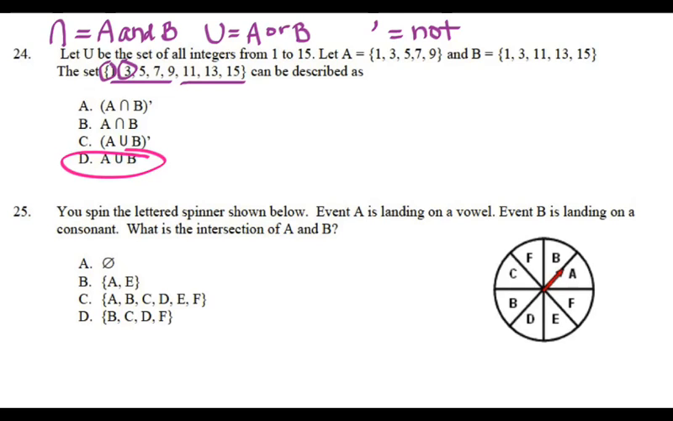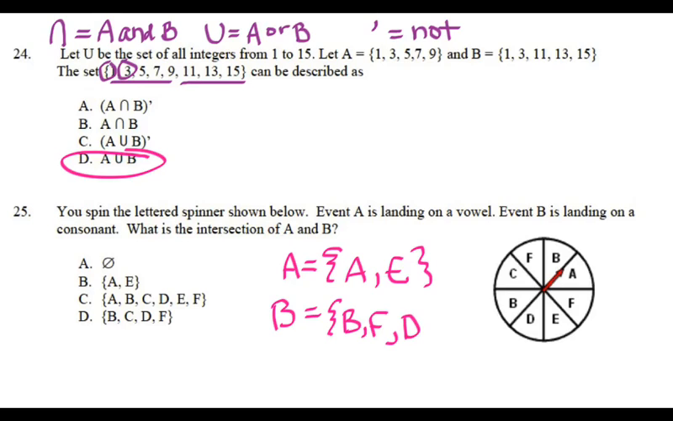All right. Number 25, you spin the lettered spinner shown below. Event A is landing on a vowel. So A are the vowels, which we have are A and E. Event B is landing on a consonant. So that is B, F, D, and C. What is the intersection of A and B? Well, you don't have any vowels that are consonants, so that is the empty set. So your correct answer for that is going to be A.